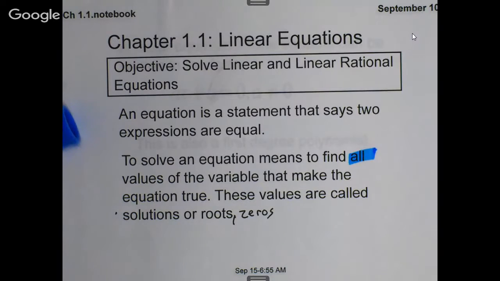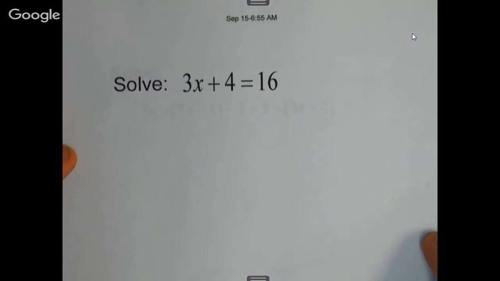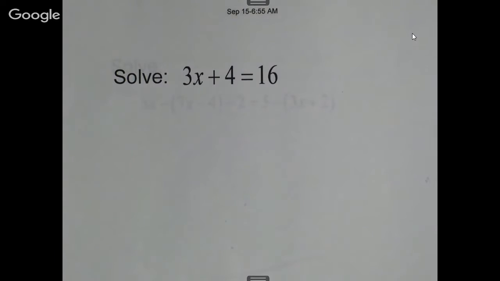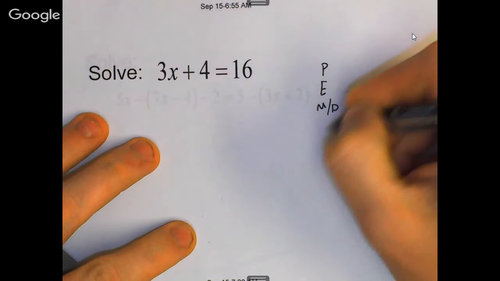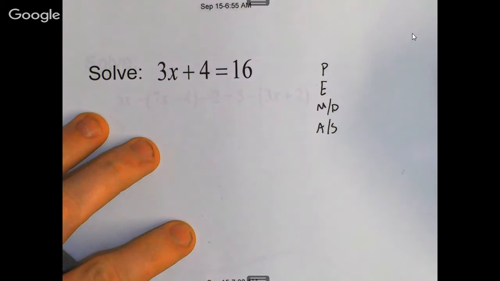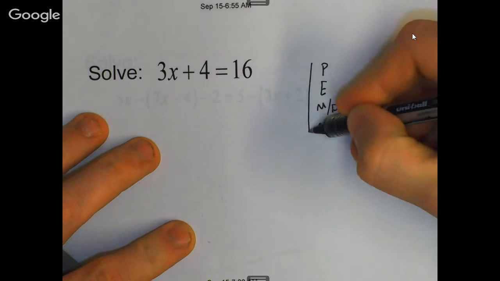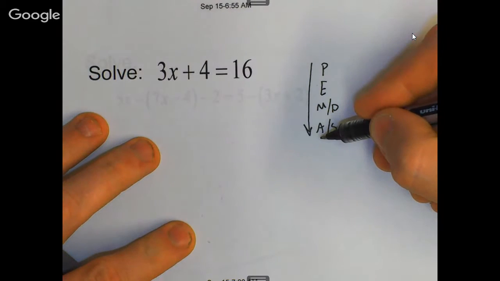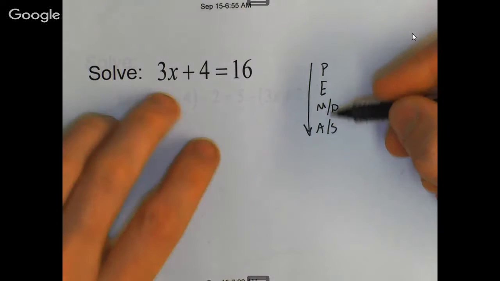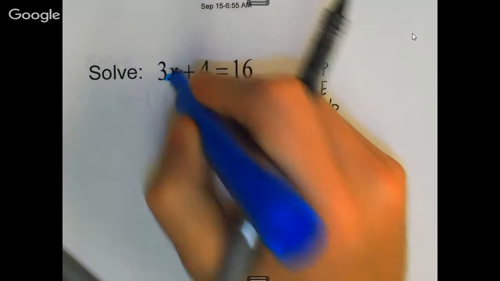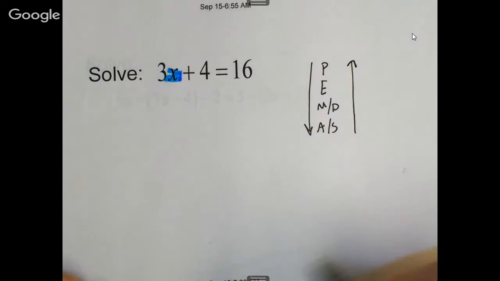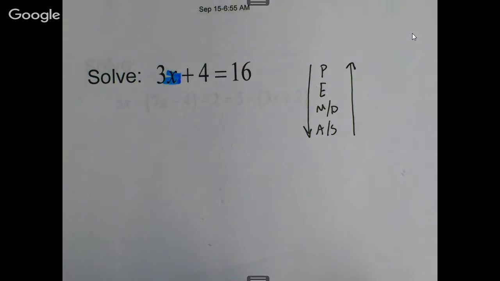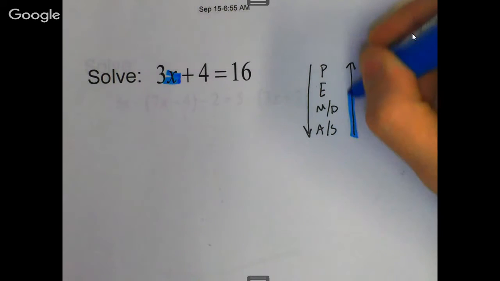Okay. So let's look at one. Something very, very simple. 3x plus 4 is equal to 16. Now, before we've talked about PEMDAS and the order of operations, and we do it this way when we are simplifying an expression. But when we are solving an equation for a variable, like we are in this case with x, we're going to do them in reverse.